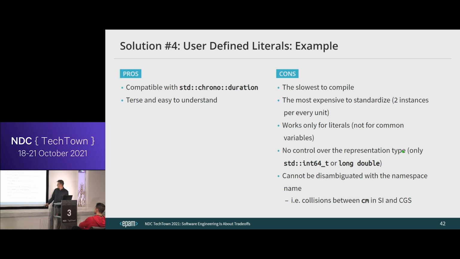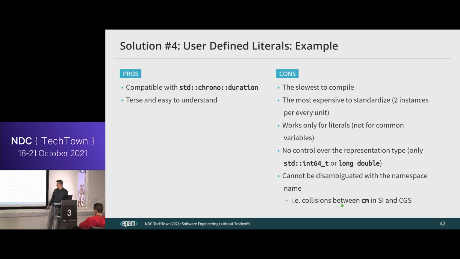No control over the representation type. It's either int64 or long double. You cannot have short if you are dealing with small values on an embedded platform. It is the longest possible, because this is how UDLs work. Either this one or this one. And it also cannot be disambiguated with the namespace.